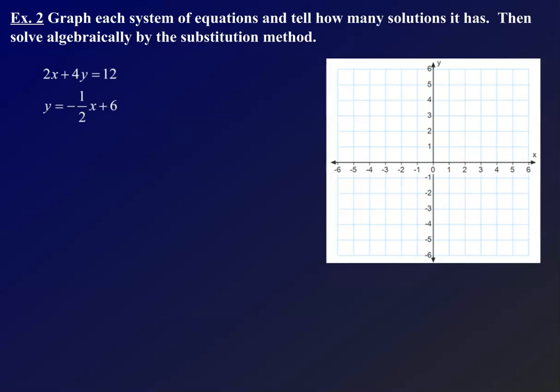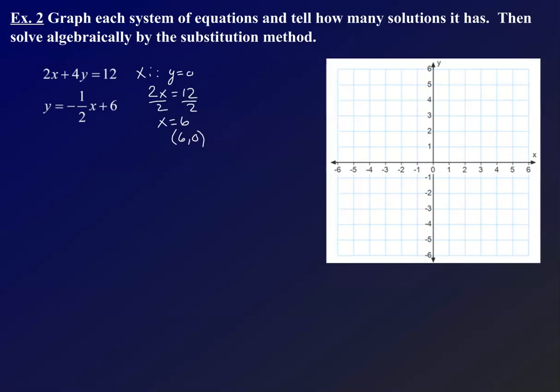So since this first equation is in standard form, we want to first find its x and y intercepts. To get the x-intercept, our y is going to be equal to 0. So we have 2x is equal to 12. We're then going to divide both sides by 2, and we find that x is equal to 6. So we write this as (6, 0).